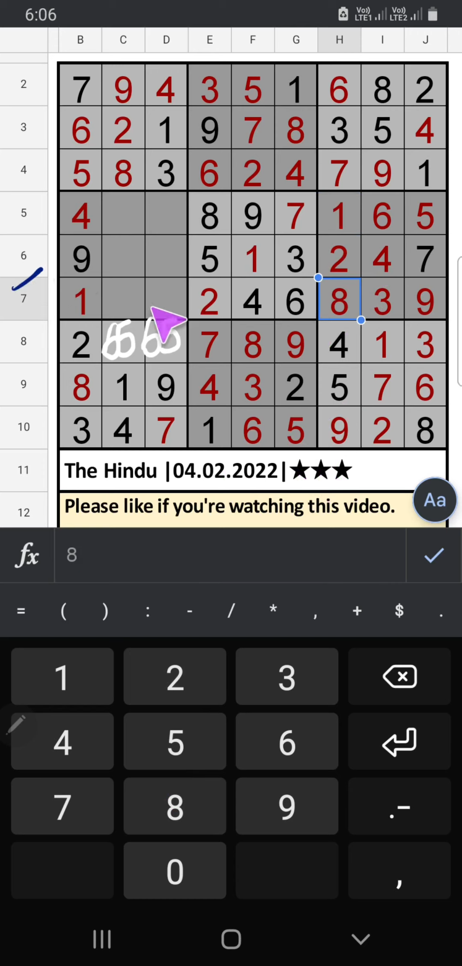Seventh row, two numbers are remaining, 5 and 7. Column D, we have 7. So 7 can't come in this cell. 7 is confirmed here, then 5 is here. Since 5 is here, 5 can't come in this cell. 5 is confirmed here, then 6 is here.